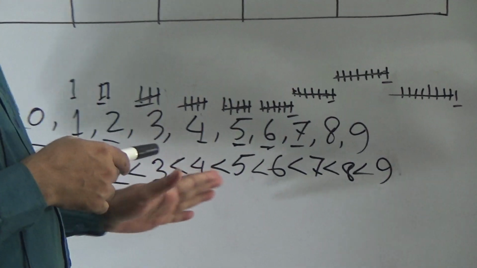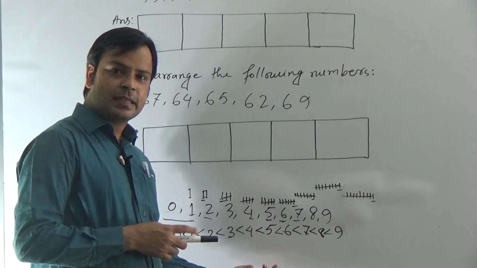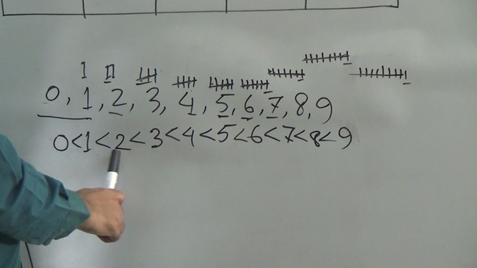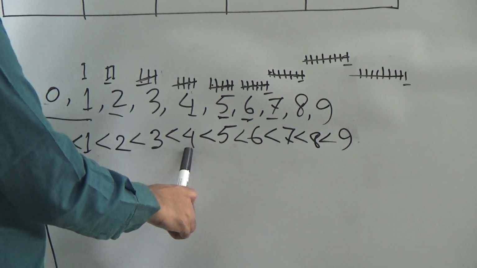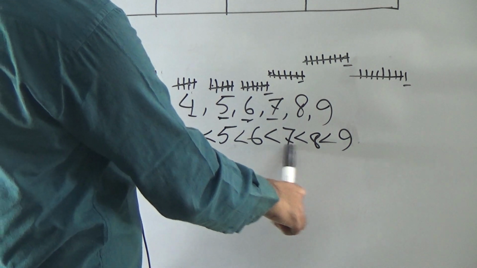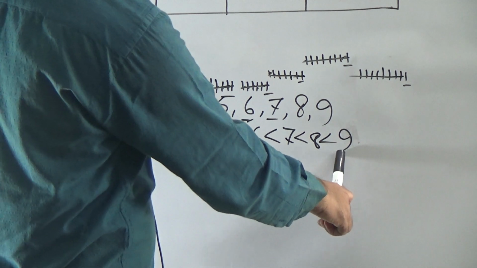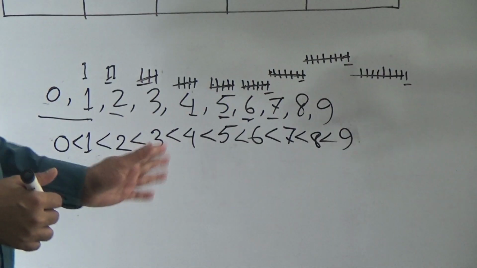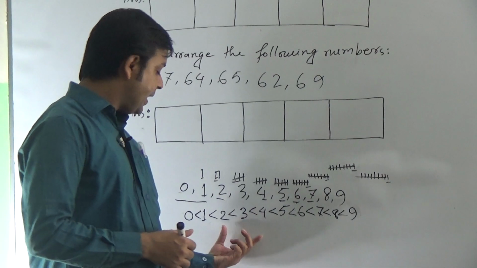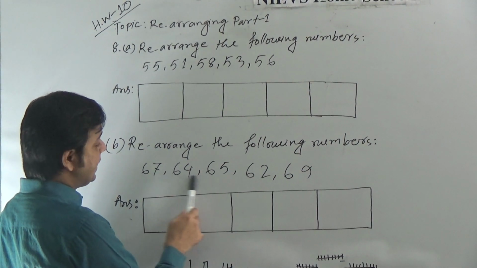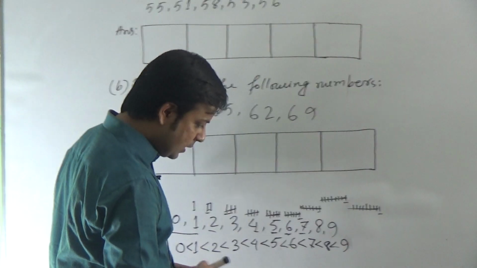Dear students, you have learned this in the half yearly exam also. It means that the order is: 0 is smaller than 1, 1 is smaller than 2, 2 is smaller than 3, 3 is smaller than 4, 4 is smaller than 5, 5 is smaller than 6, 6 is smaller than 7, 7 is smaller than 8, and 8 is smaller than 9. If a number is a single digit number, if it contains only one digit, then we can arrange them in this order. But the given numbers are of two digits.